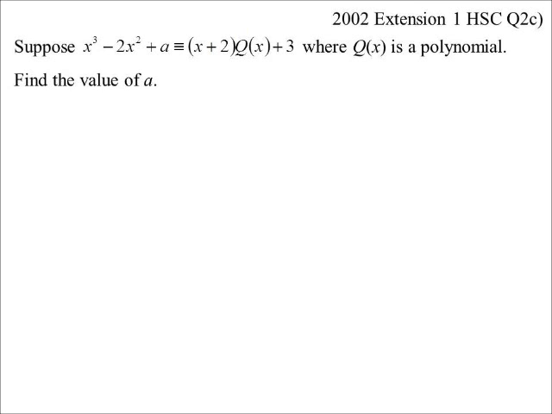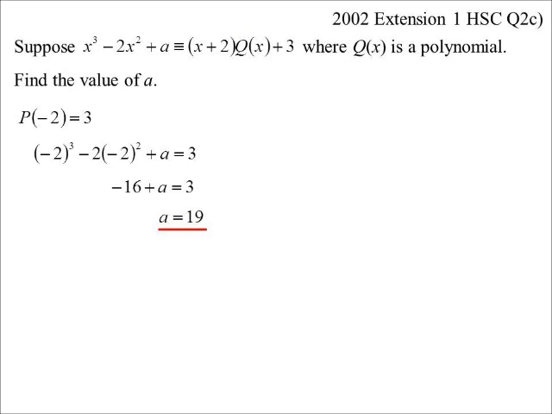Yeah, that's basically what they're saying, isn't it? When we divide by x plus 2, we get a remainder of 3. So sub in negative 2. Polynomial of negative 2 is 3. Sub it in into the left-hand side, and we can work out a. And there it is. a becomes 19.